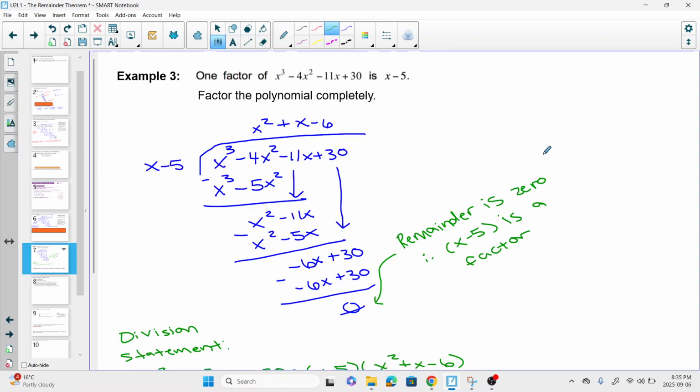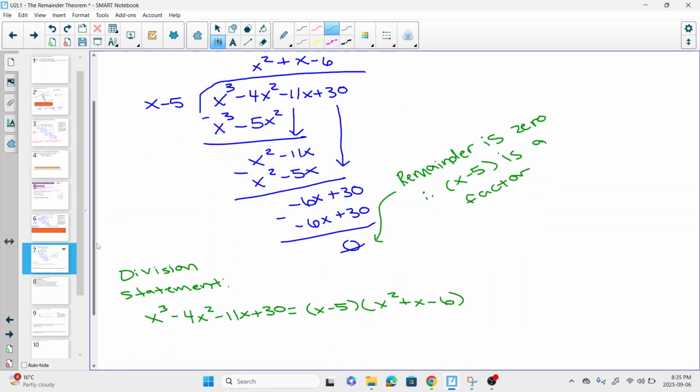Yeah, lesson 3. But because it has a remainder of 0, that tells us that f at 5 is equal to 0, which means that it is in fact an x-intercept, or x minus 5 is a factor. But we can also write the division statement as the original function is equal to the divisor multiplied by the quotient. Okay, and so that's just the solution for that one.